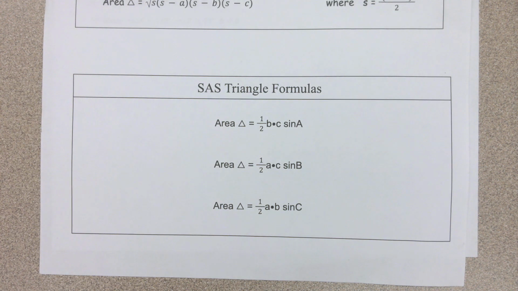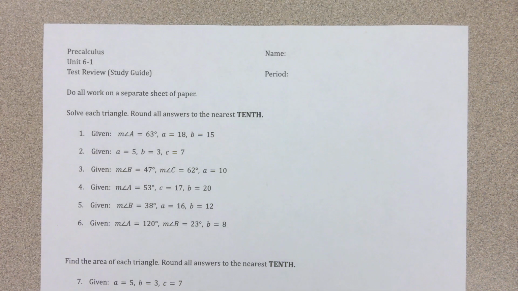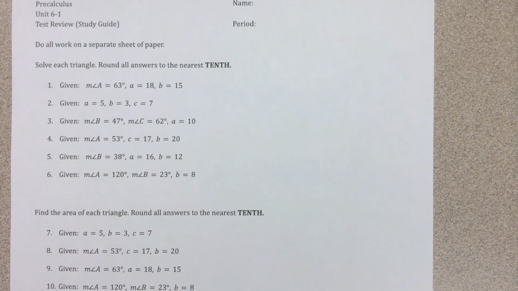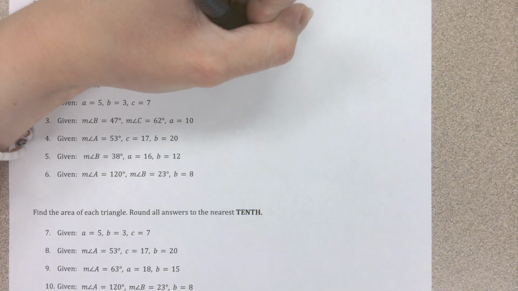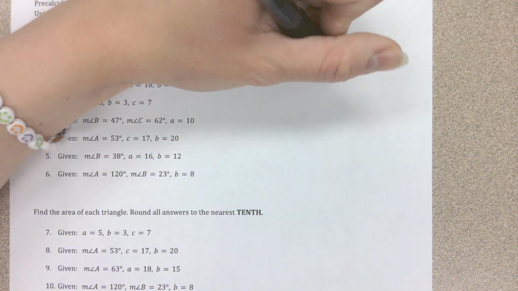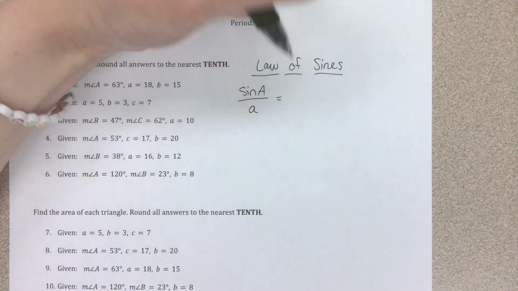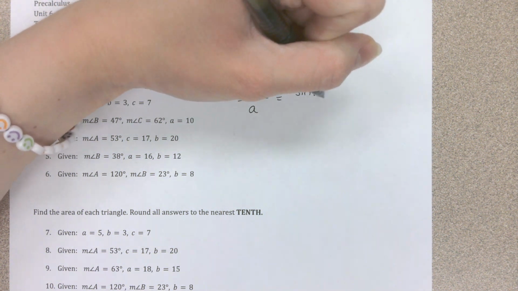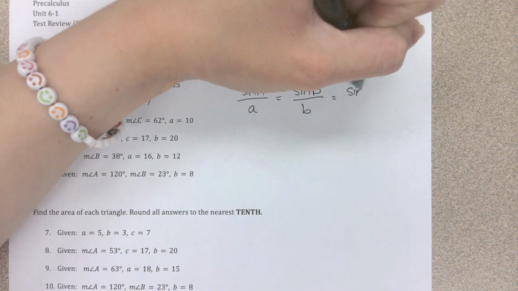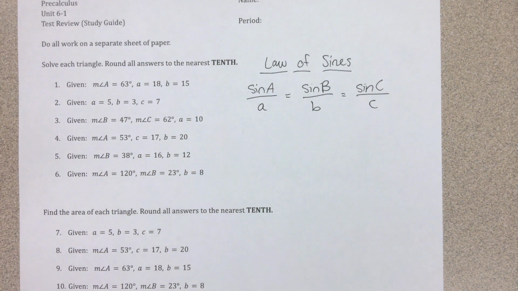Hopefully you notice that there is something missing from this reference sheet, and it's the law of sines. That will not be given to you. That is the one thing you will have to have memorized for this test. So make sure you know what the law of sines is when you do these. So I'll go ahead and write that out. Law of sines, we have sine of A over side a, lowercase a, sine of B over b, and sine of C over c. So now we have everything we need to know to solve these problems.